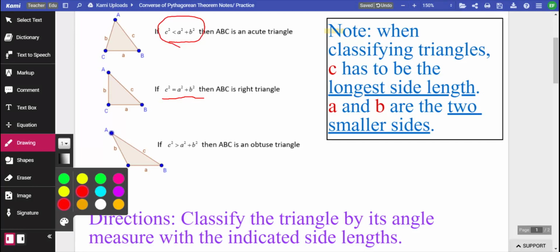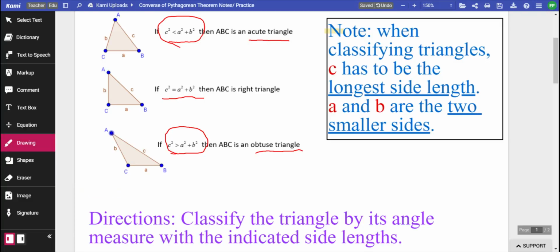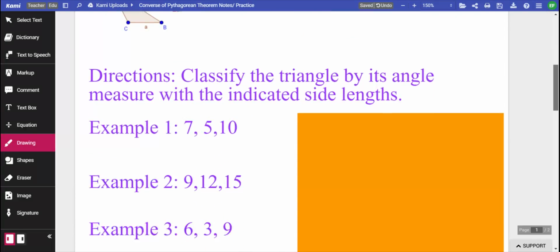So as we look at our converse, what it states here is that if our c squared happens to be less than our a squared plus b squared, then our triangle will be classified as acute. If c squared is greater than a squared plus b squared, then that means that our triangle will be classified as obtuse.